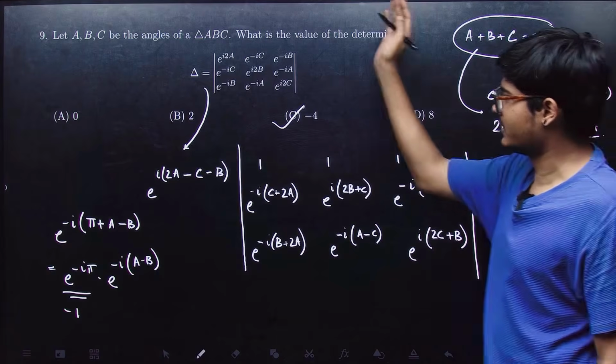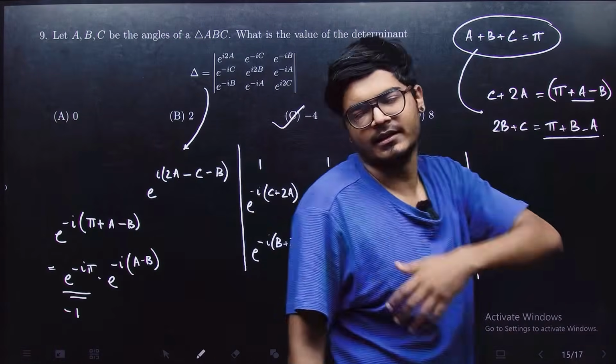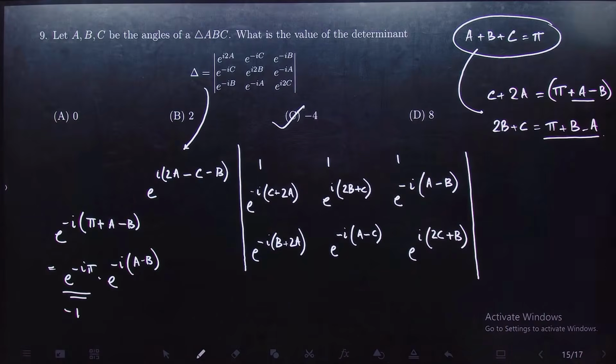All you had to do was use the fact that because they're angles of a triangle, you get a plus b plus c is equal to 180. Now after that, you just have to simplify this determinant. So that is question 9.